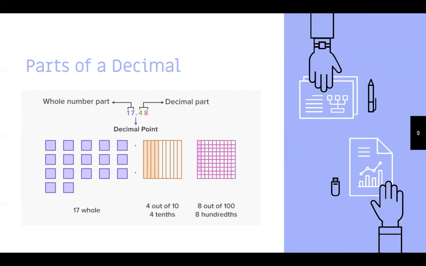For the first place, it's the tenth place. So that means there's 10 little rectangles, blocks, however you want to see it. And we have 4 of them. So we shaded right here 4 rectangles. 4 of the 10 rectangles are shaded, so that represents the 0.4.